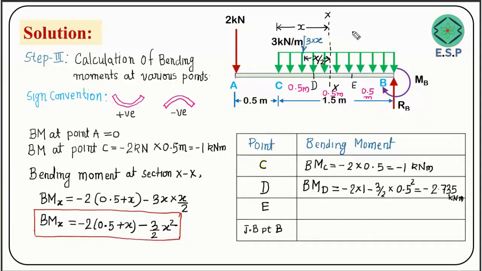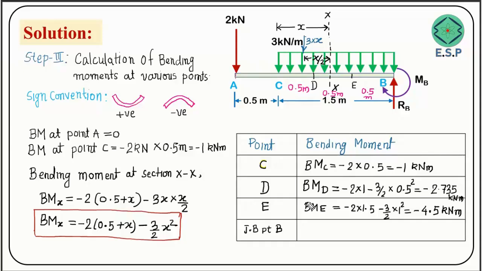Now we'll find the bending moment at point E. So we'll put this plane here. This distance is going to be 1 meter. So 0.5 plus 1 is going to be 1.5. So minus 2 into 1.5, minus 3 by 2 into x, which is again 1 here, friends. Your plane is here, your x is 1. So into 1 square. This value is going to be minus 4.5 kilonewton meter.